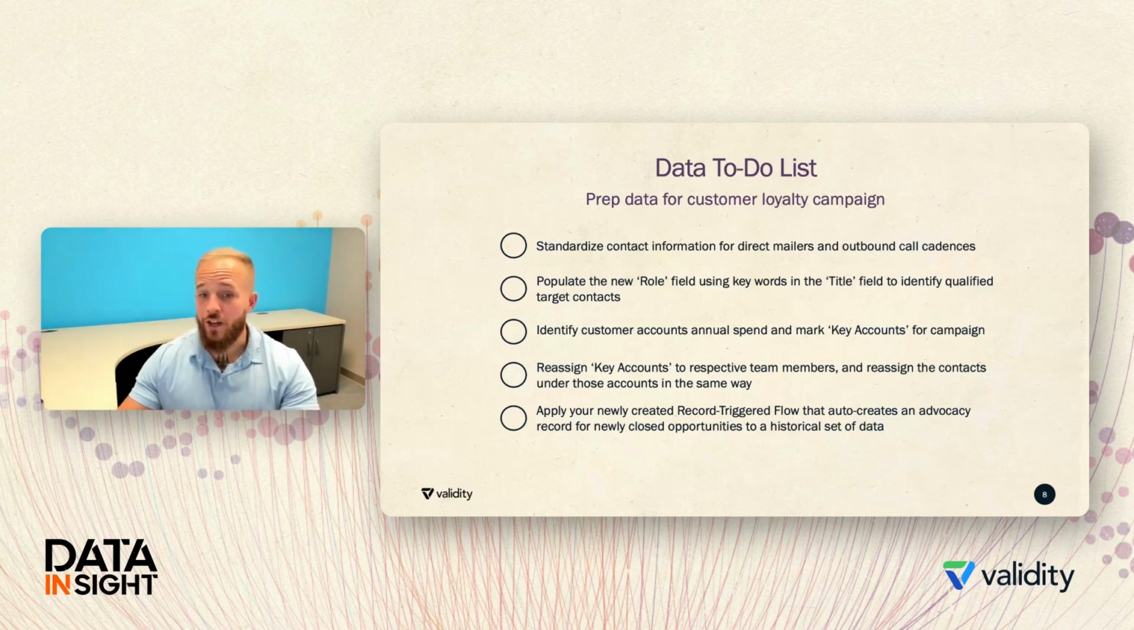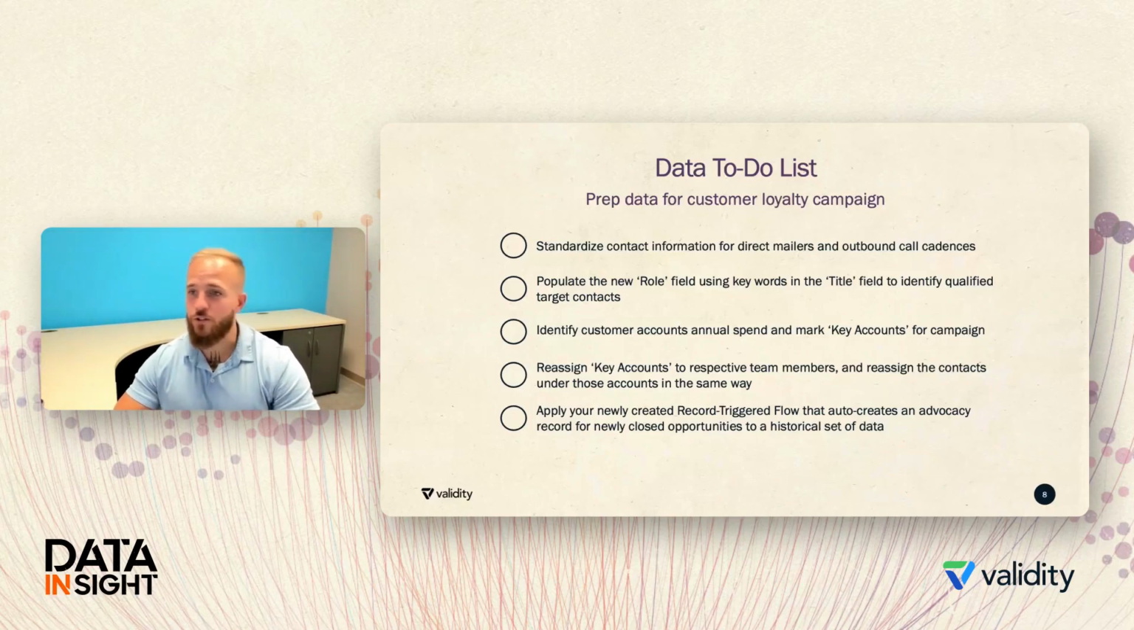From there, now that we've identified our key accounts and we have our roles that we're going to be reaching out to, we need to reassign them to the respective team members that are going to be reaching out. In this case, we're going to do it by market size, small market up to enterprise. We have reps for each of those. So we need to make sure that we reassign those accounts and the resulting contacts to those new reps.